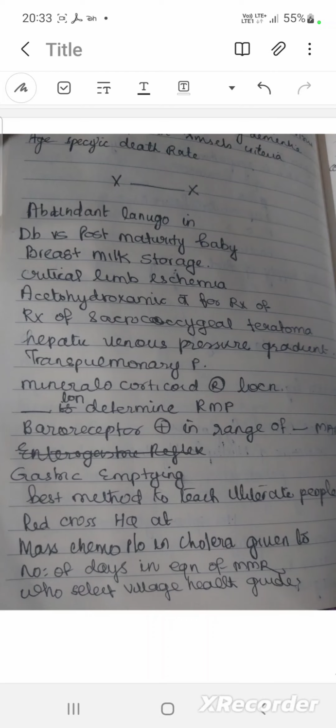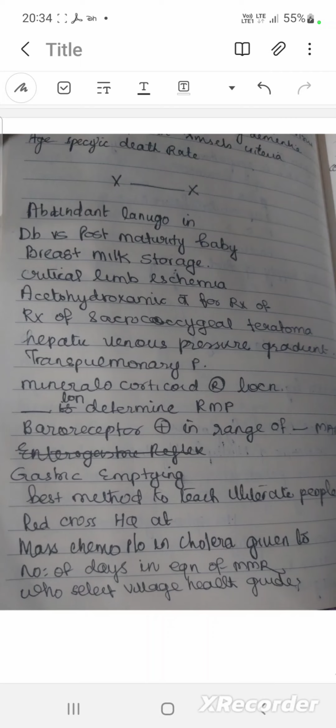There are many things in common, like electrolyte disturbance, hypoglycemia, hypocalcemia, and then polycythemia. One important difference that you can find between them is that in diabetes there is polyhydramnios, and in post-maturity there will be oligohydramnios.